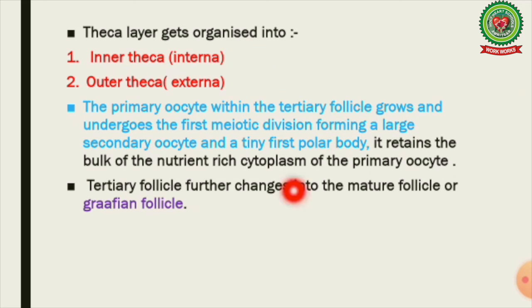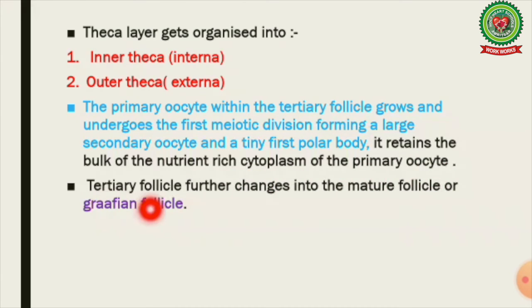The theca layers get organized into two: the inner theca, known as theca interna, and the outer theca, called theca externa. The primary oocyte within the tertiary follicle grows and undergoes the first meiotic division, forming a large secondary oocyte and a tiny first polar body. It retains the bulk of the nutrient-rich cytoplasm of the primary oocyte.